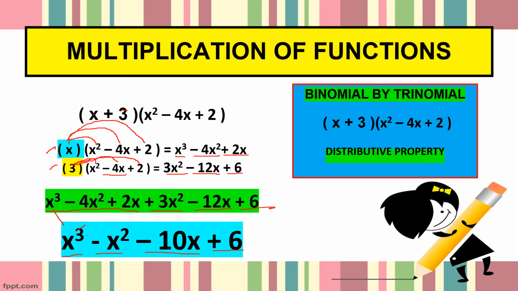Copy lang natin yung x cube. Ito naman, paano nakuha yung negative x squared? Siyempre, kinumbine natin yung negative 4x squared and positive 3x squared. So, the answer is negative x squared. And then, ito naman, negative 10x. Okay, so we combined positive 2x and negative 12x. That's why we got negative 10x. And then, yung number only, positive 6, wala na siyang kasama, so just copy. Okay.